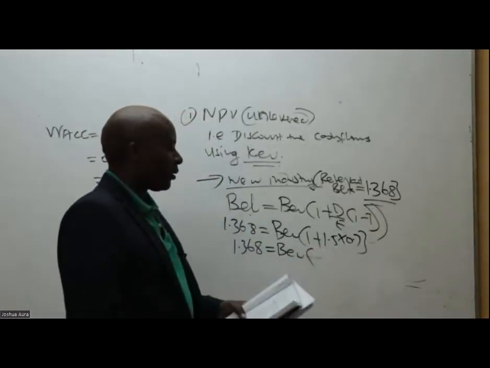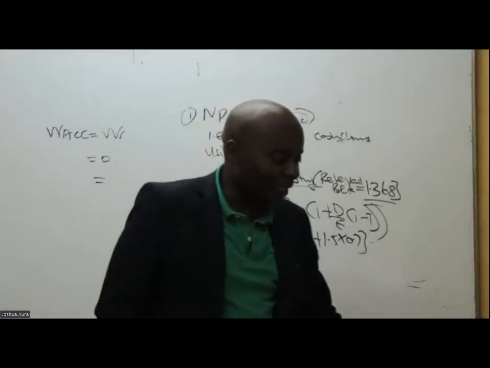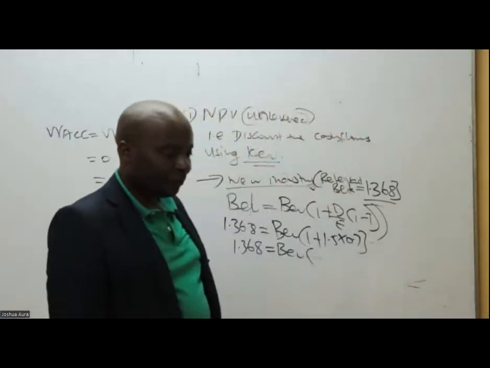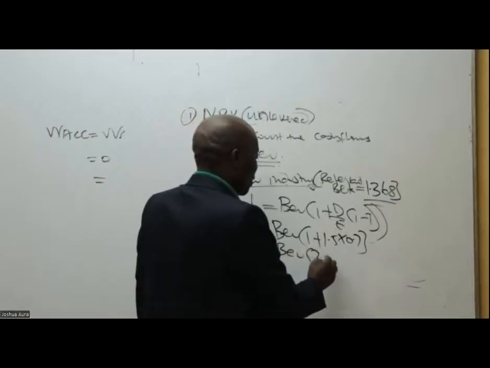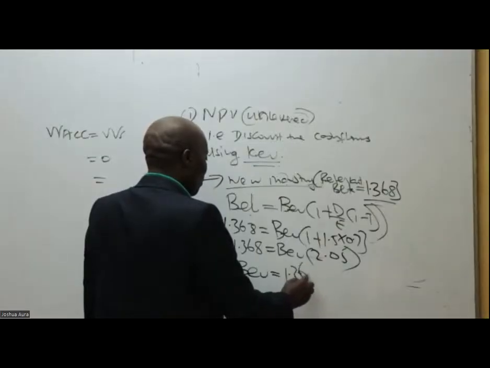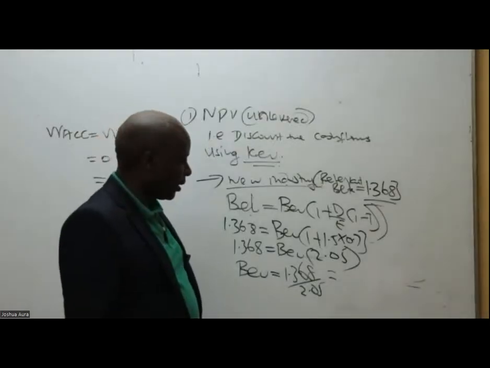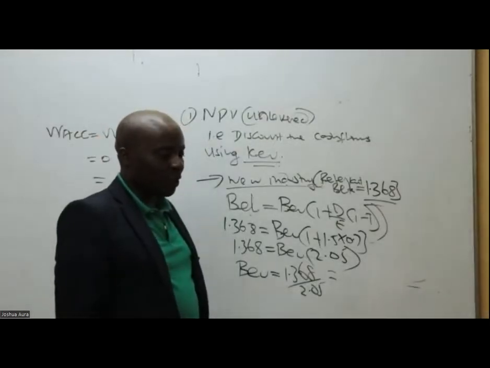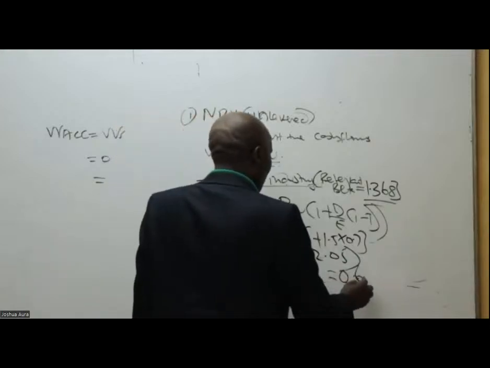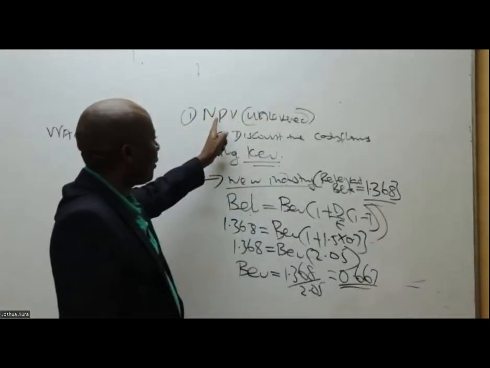It gives me what figure? I have another class, so you must move with speed. 2.05, and then I will be able to get the famous unlevered beta by taking 1.368 divided by 2.05, which ends up giving me what figure? 0.667.